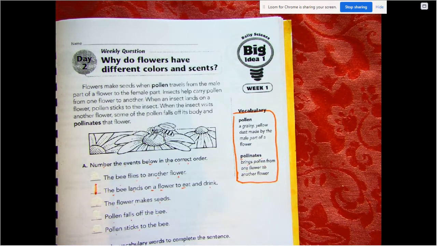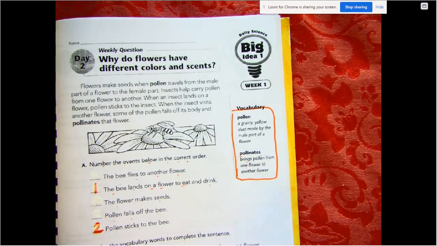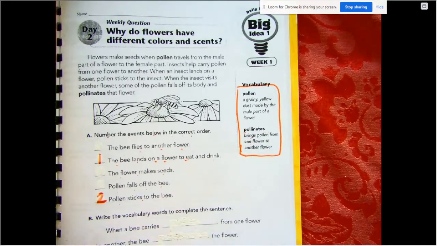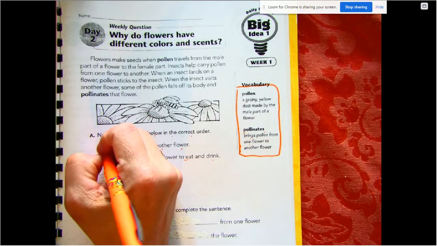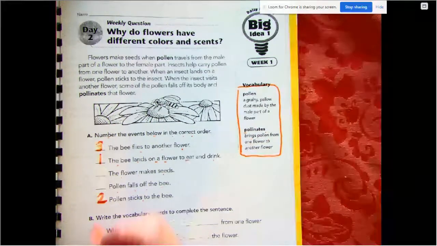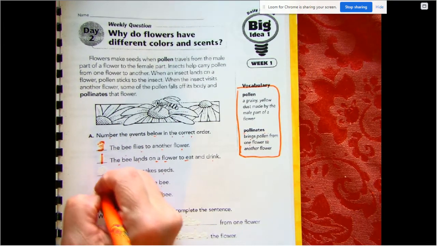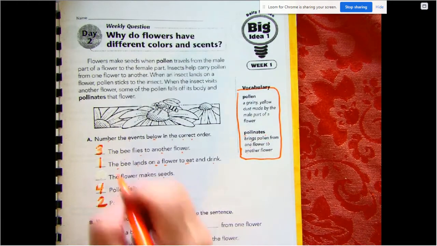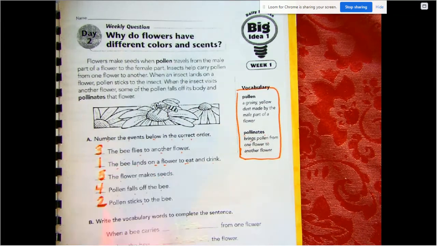How about pollen sticks to the bee? Remember, it sticks all over its arms and legs and back. What would be the next one? The next one would be the bee flies to another flower. All right, and once it's on that flower, pollen falls off of the bee and mixes with the pollen that's already on the flower. And then the flower makes seeds after being pollinated.